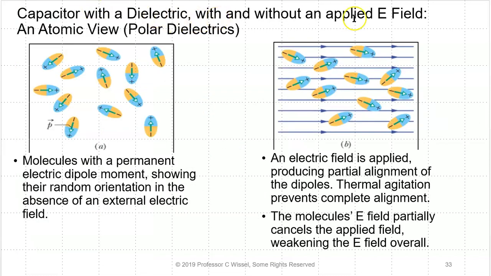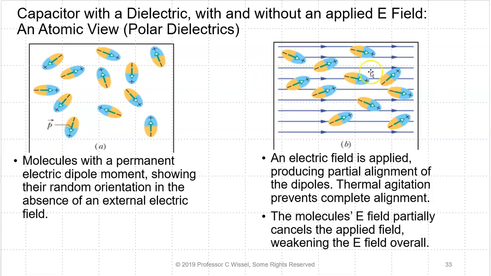Capacitor with a dielectric with and without an applied electric field. Now these are for polar dielectrics, things like water, which is a polar dielectric. In other words, molecules with a permanent electric dipole moment. This was what happens before you put the electric field on. They're just randomly oriented, and they can be oriented any direction at all. That's what this means. So here are their little positive and negative dipoles.